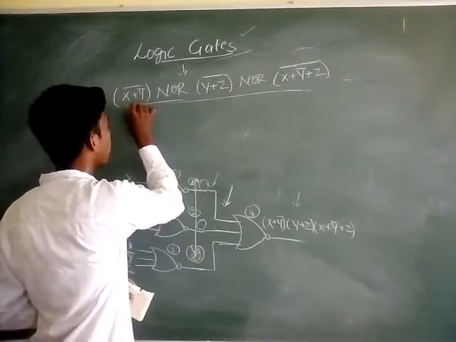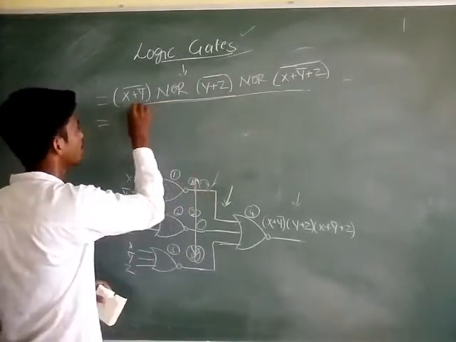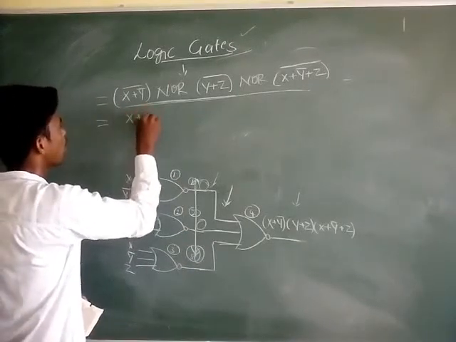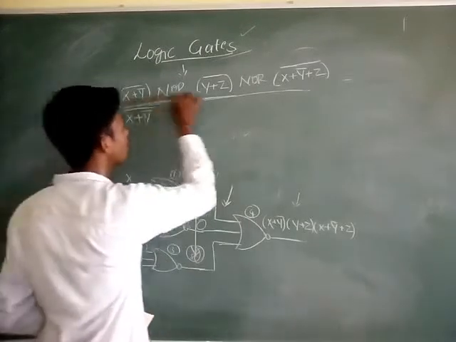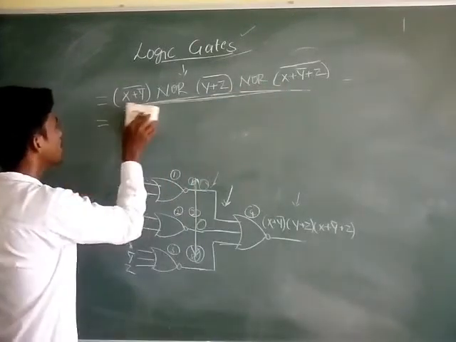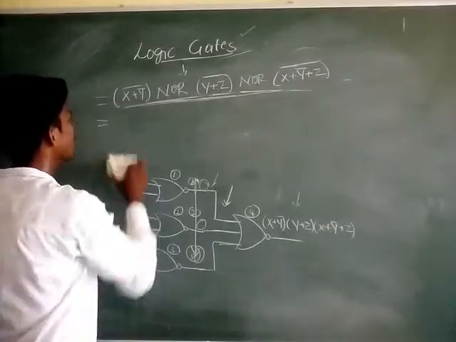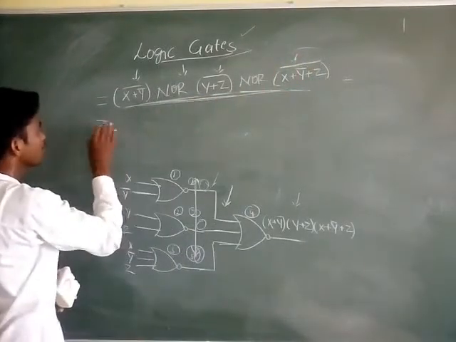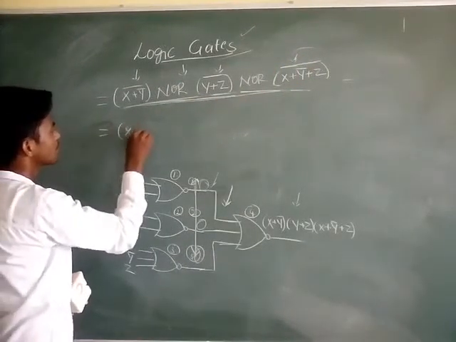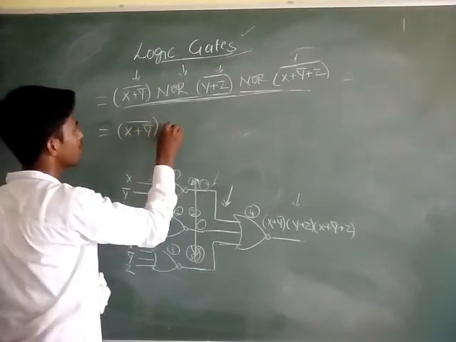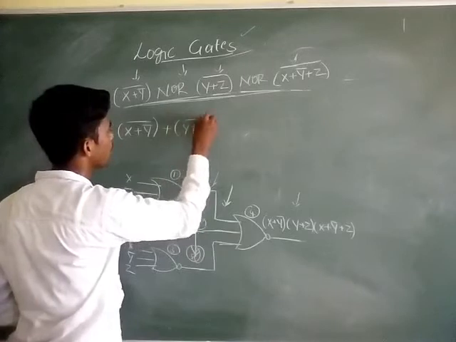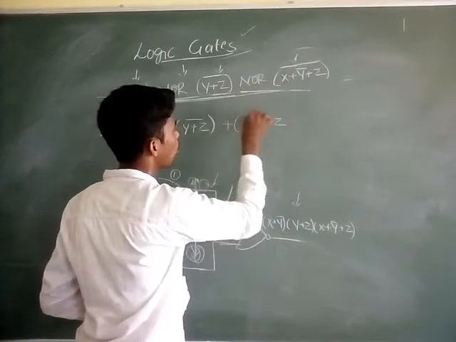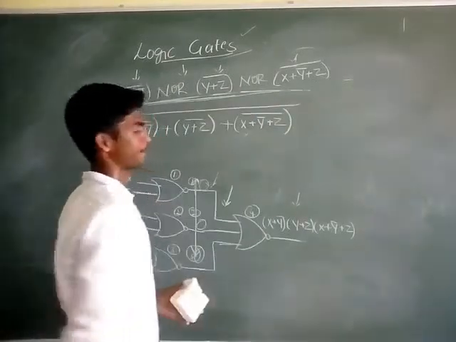First I will apply the NOR operation for these two. We will get (x + y complement)', or else apply to all the literals, or else some terms. Just apply the NOR operation for these three. That will give you ((x + y complement)' + (y + z)' + (x + y complement + z)')'.